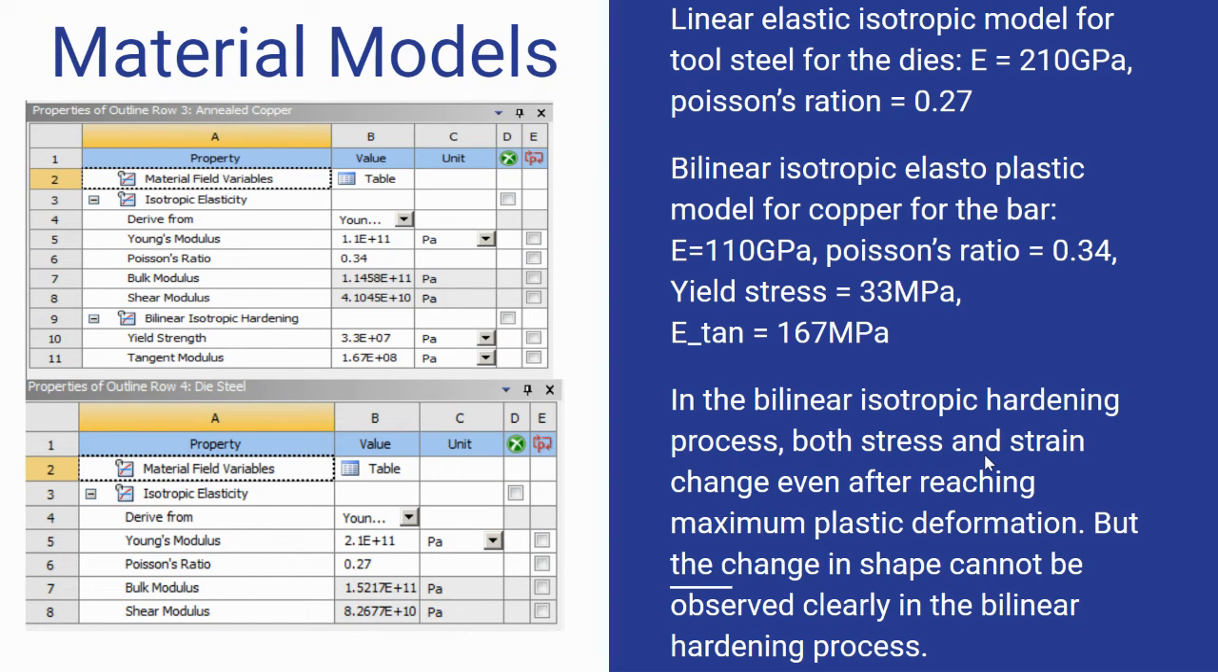So E is 210 GPa, Poisson's ratio is 0.27, and a bilinear isotropic elastoplastic model is used for the copper bar. E is 110 GPa, Poisson's ratio is 0.34. Yield stress is 33 megapascal, tangent modulus is 167 megapascal.